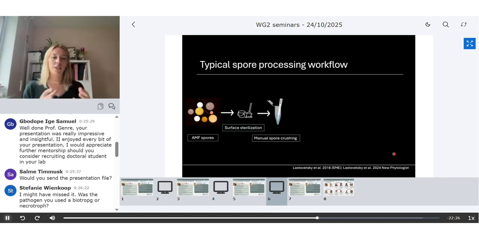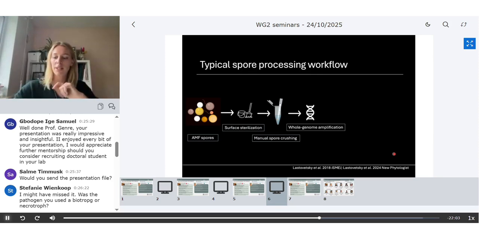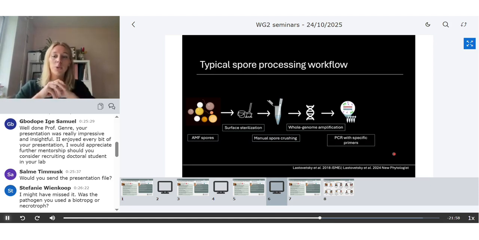After the surface sterilization, the spores get manually picked and placed in individual PCR tubes, with one spore per tube, and they get manually crushed using a pipette tip to release the spore contents, including the DNA. Then they undergo a whole genome amplification process, because the amount of DNA in a single spore is really not enough to do any meaningful downstream molecular work. After whole genome amplification, we typically do PCR with specific primers. For example, if we're interested in whether a particular AMF spore harbors Moeniplasma, we can do PCR with Moeniplasma-specific primers.